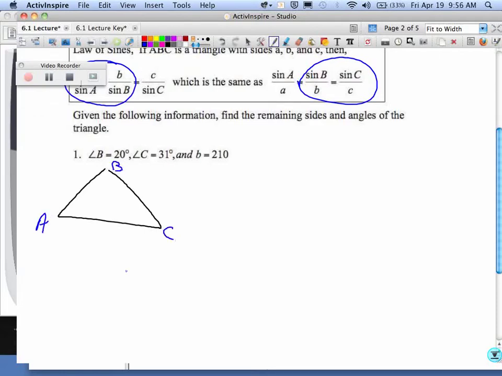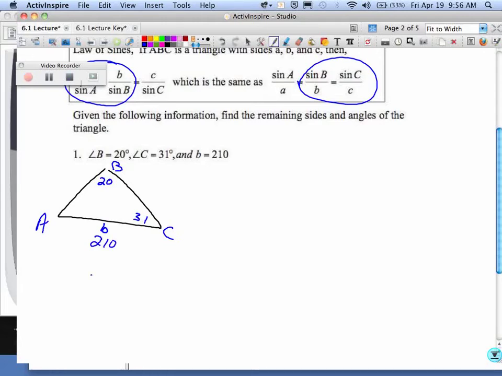So big letters indicate angles. In this case they said angle B is 20, angle C is 31. And then little b, which would be located right here, opposite the big B, is 210. They're asking us to find everything else. So they want us to find little a, little c, and angle A.